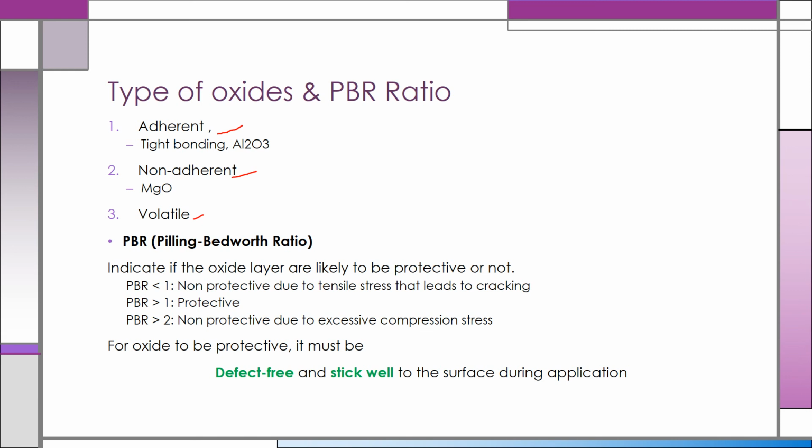So what is the Pilling-Bedworth ratio? It indicates whether the oxide layer is likely to be protective or not. If it's less than 1, it's not protective. If it's in between 1 and 2, it's protective. But for PBR more than 2, it is not protective due to excessive compressive stress. Even having said that, for PBR 1 to 2, it indicates the oxide layer is protective, but it also must be defect-free and stick well to the surface to be a truly protective oxide.